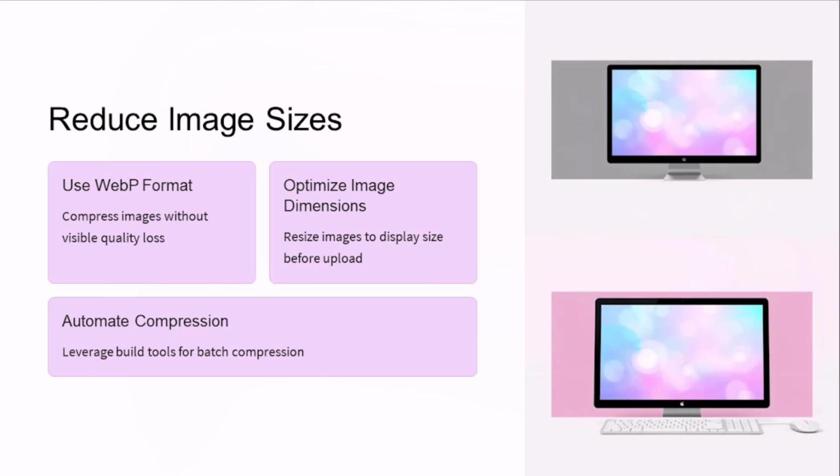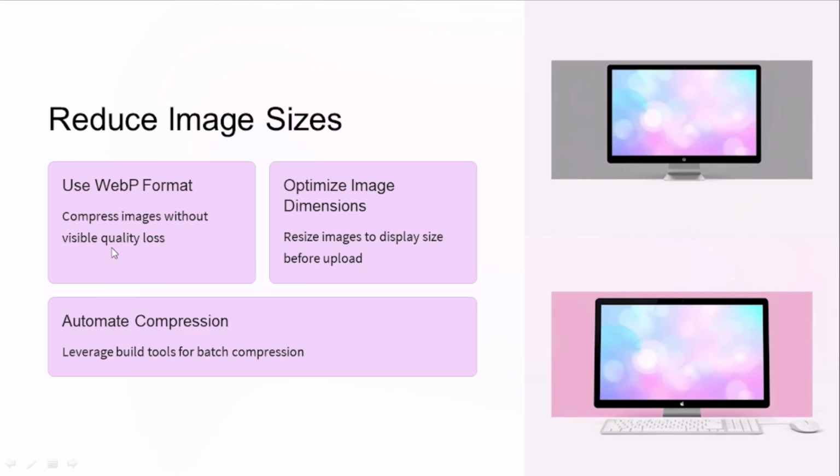The first step when you want to optimize your website images is to use the WebP format. There are different types of image formats you can use. You have JPG, JPEG, PNG, GIF, and all of those things. But the WebP format enables you to use the correct image sizes with high quality while also reducing the image sizes. WebP allows you to compress your images without visible quality loss.